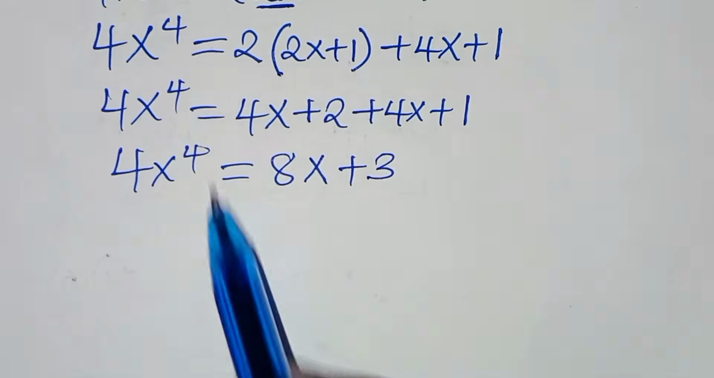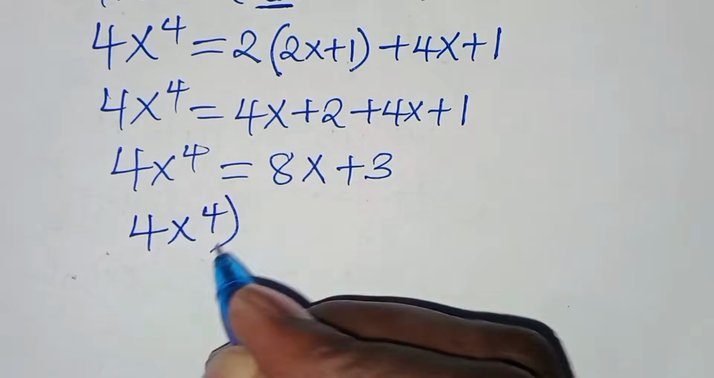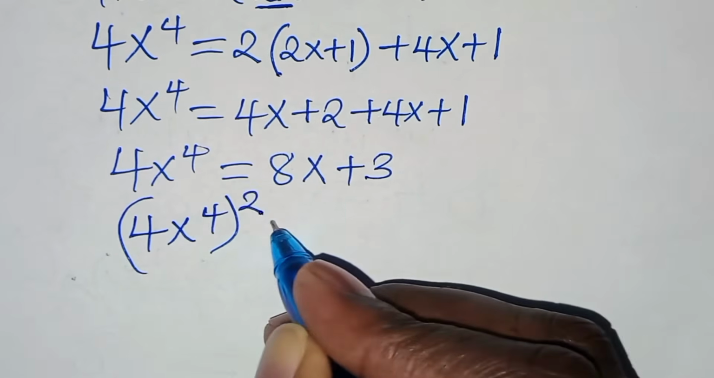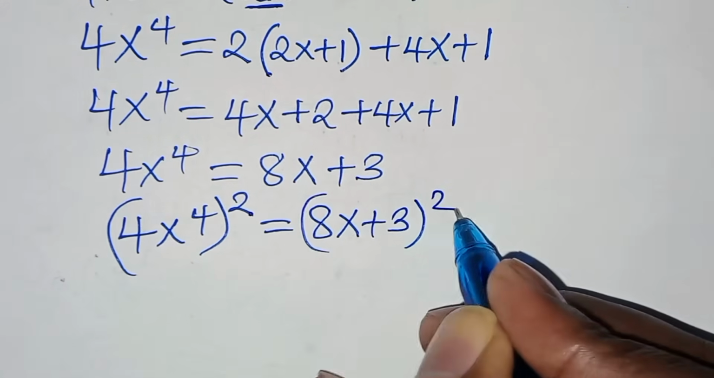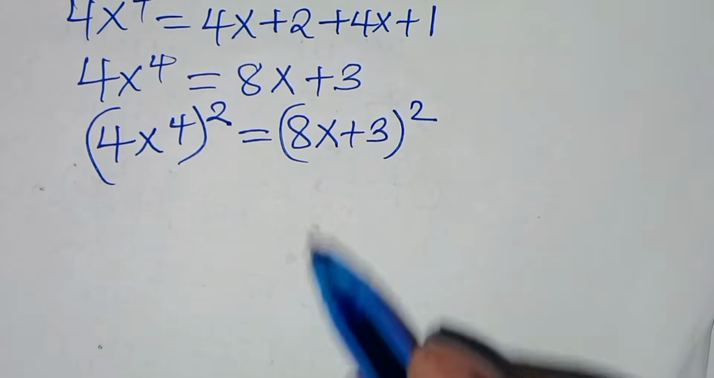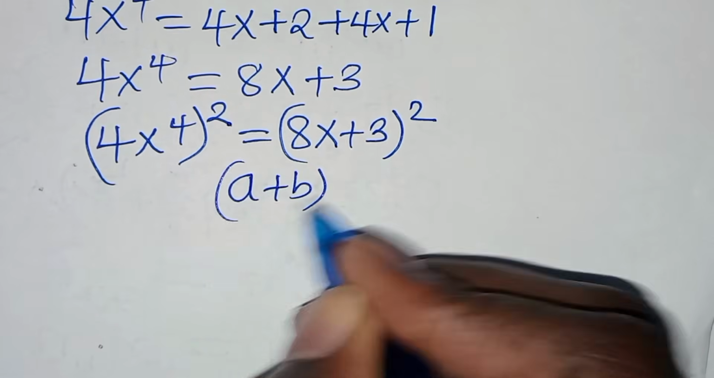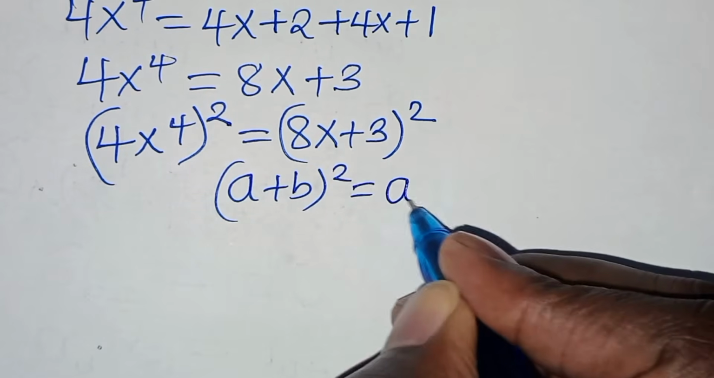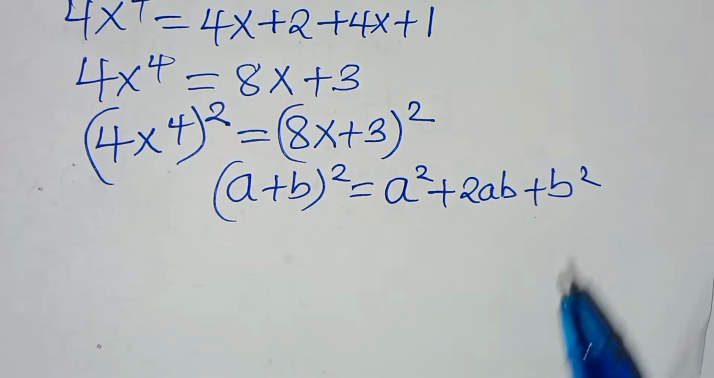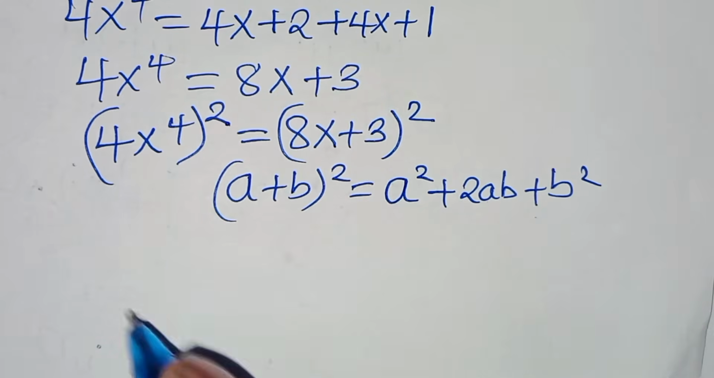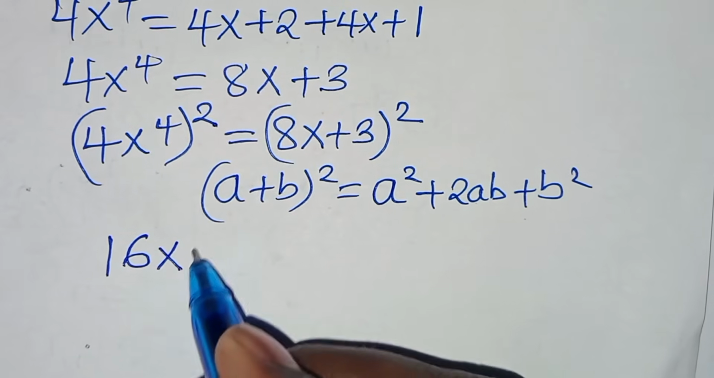So this is what is 4x to the power 4. So let's proceed from here. We have 4x to the power 4. We square. Then this is equal to 8x plus 3 squared. So 8x plus 3 squared is in the form of a plus b squared, which we can express as a squared plus 2ab plus b squared. So applying this algebraic identity, here we have 4 squared, which is 16, x to the power 8.